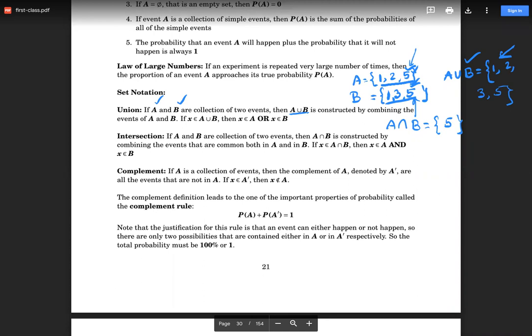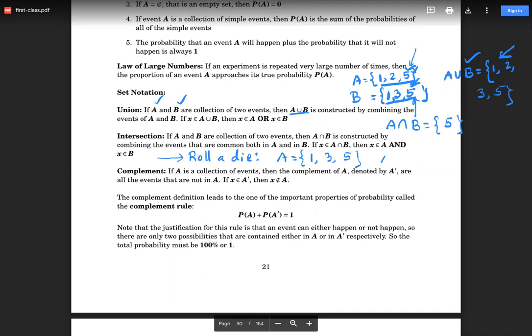Now let's consider rolling a die. Roll a die. Okay. So let's say event A is {1, 3, 5}. That's event A. Remember, we are talking about rolling a die.